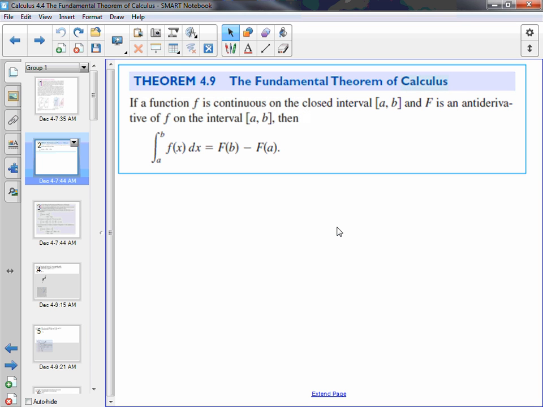So if a function f is continuous on the closed interval from a to b, and capital F is an antiderivative of little f, so we're getting back to that notation, capital F is the antiderivative of regular f on the interval from a to b, then the definite integral from a to b of f of x dx equals capital F of b minus capital F of a. In other words, the definite integral from a to b equals the antiderivative of f evaluated for the upper limit of integration minus the antiderivative of f evaluated for the lower limit of integration.